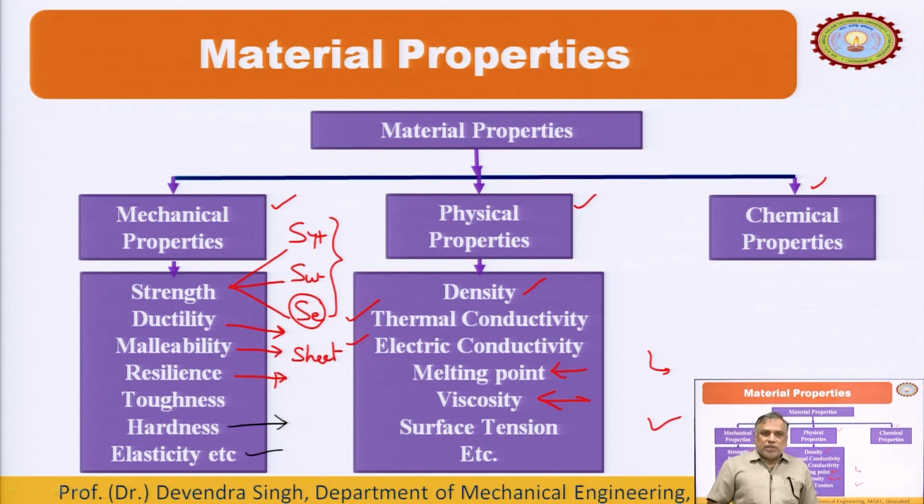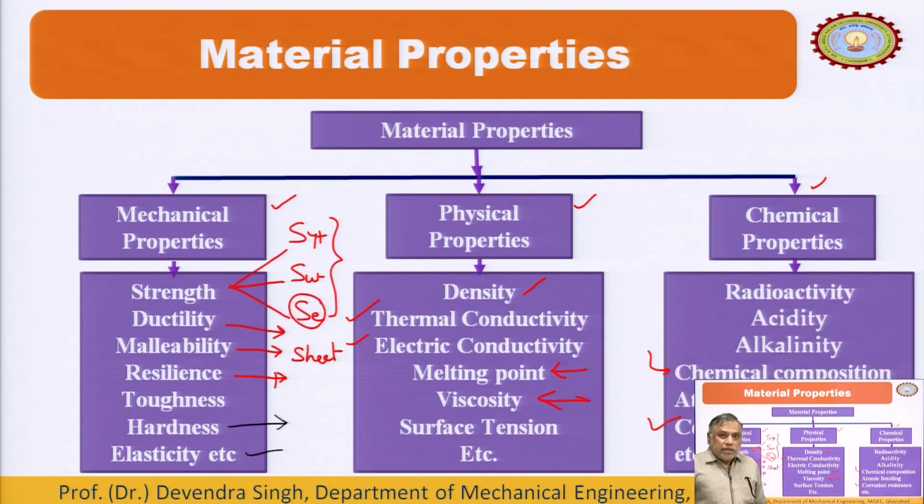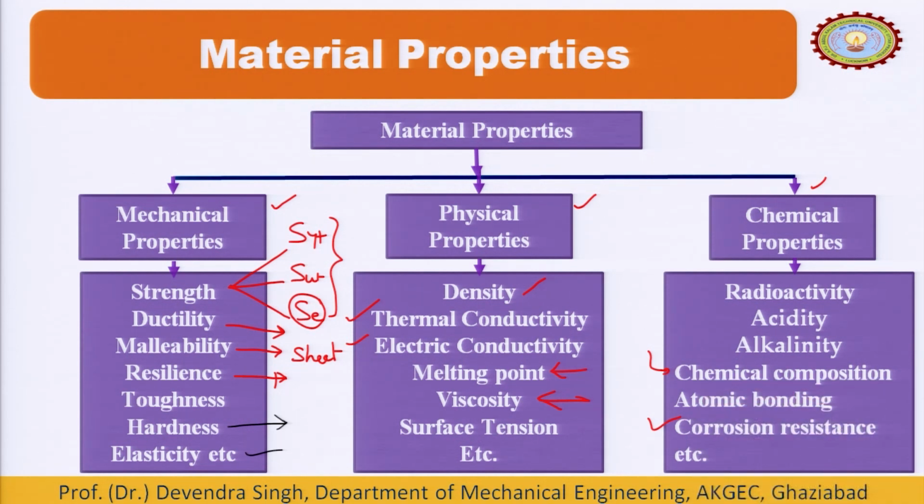Surface tension is another physical property which you can find applications in a number of cases, and capillary action, etc. Then there is radioactivity. This is something which we use in our nuclear plants. Then acidity is another issue. If something is acidic, then the designer will select the material accordingly, like the example we have discussed earlier, alkalinity.